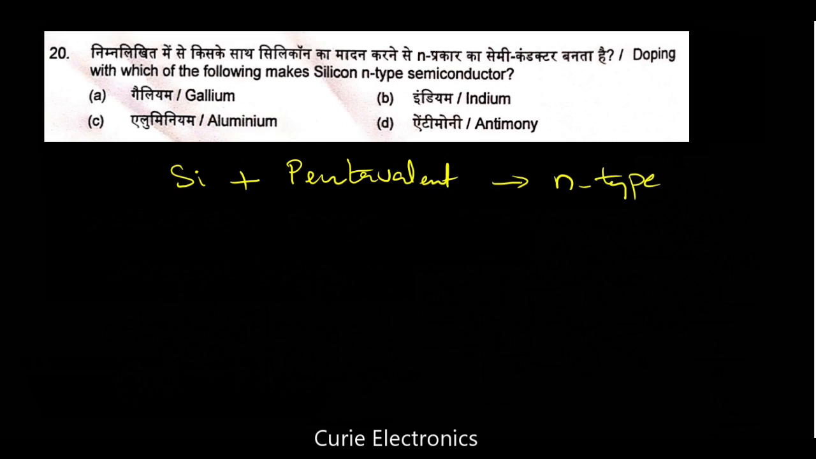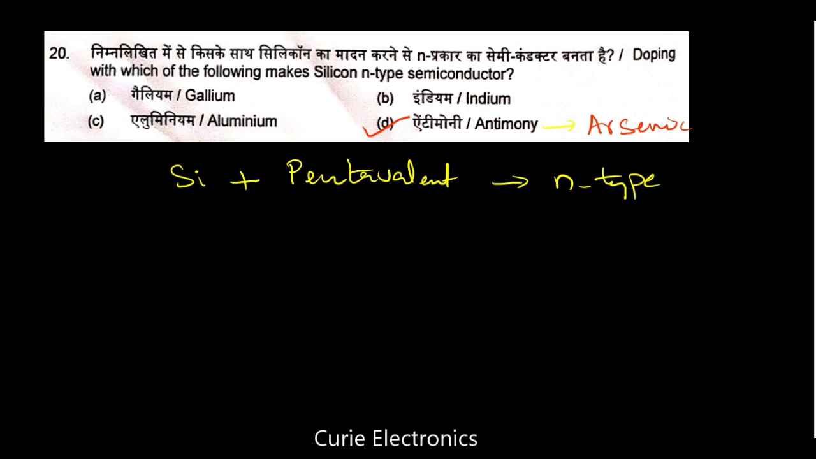Pentavalent impurity means a fifth group element, that is antimony or arsenic. So the answer is option D.